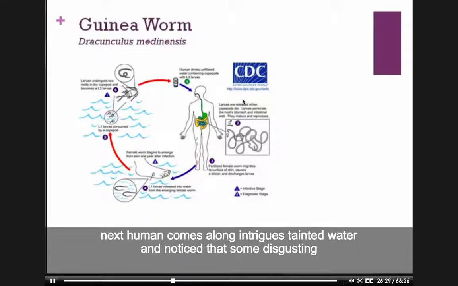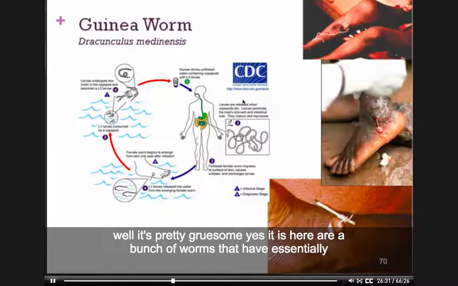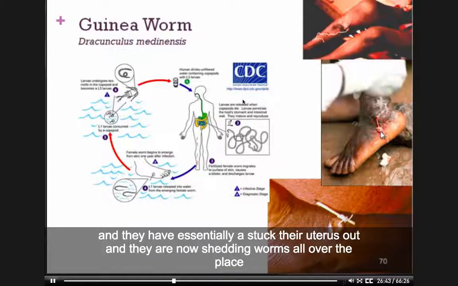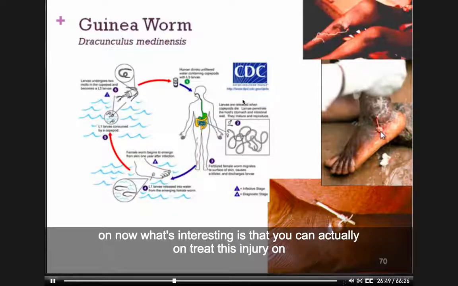I know, doesn't that sound disgusting? Well, it's pretty gruesome. Yes, it is. Here are a bunch of worms that have essentially everted their uteri, so you know the sex of these worms. These are all females. And they have essentially stuck their uterus out, and they are now shedding worms all over the place. Now, what's interesting is that you can actually treat this injury.